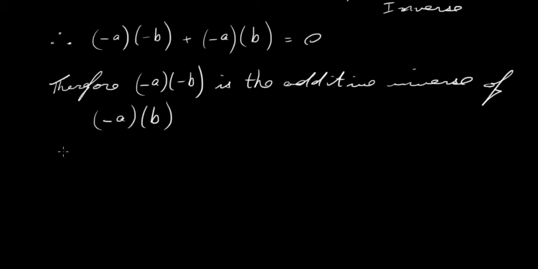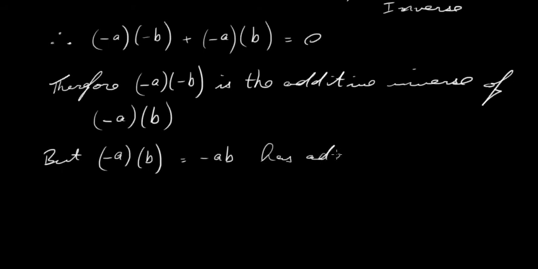Okay, but again, if we take the second one here, that's minus a times b. That's just minus ab. That has additive inverse of ab. The additive inverse of minus ab is plus ab.